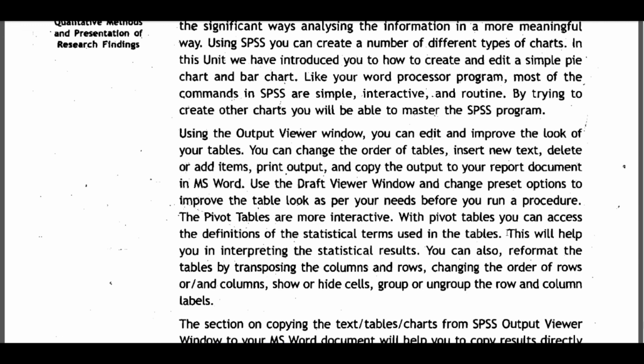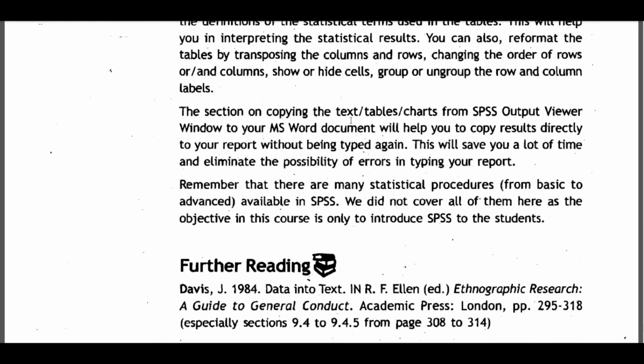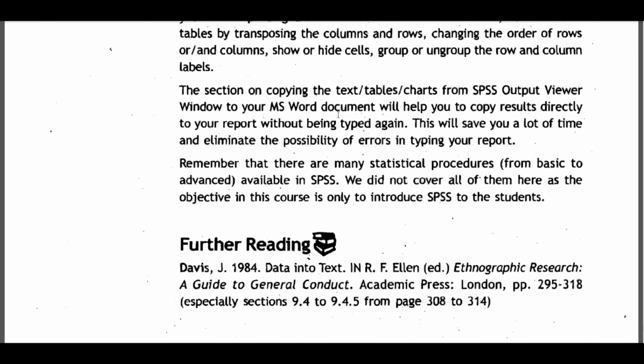With pivot tables, you can access the definitions of statistical terms used in the table. This will help you in interpreting the statistical results. You can also reformat the tables by transposing the columns and rows, changing the order of rows or columns, showing or hiding cells, and grouping or ungrouping the row and column labels. The section on copying the table, text or chart from the SPSS Output Viewer window to your MS Word document will help you copy results directly to your report without being typed again. This will save you a lot of time and eliminate the possibility of errors in typing your report.